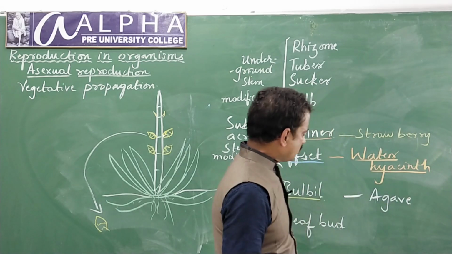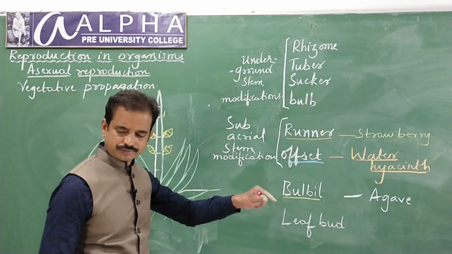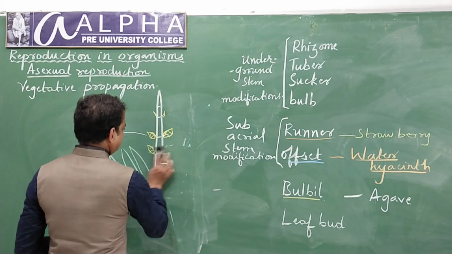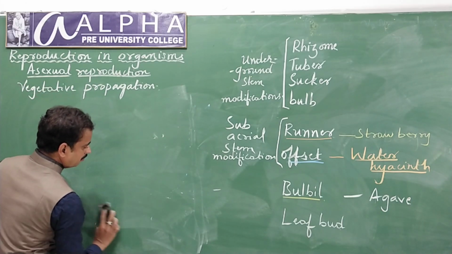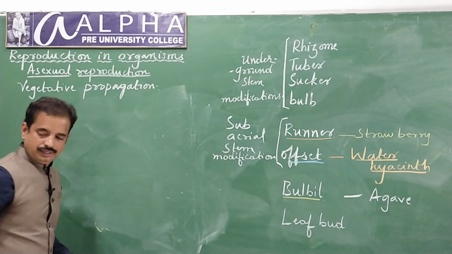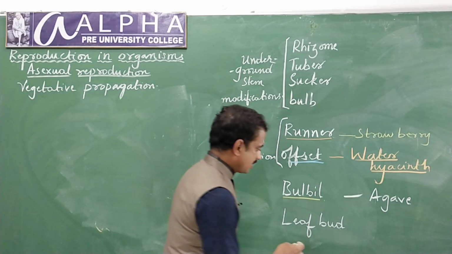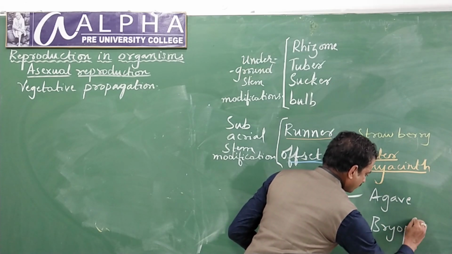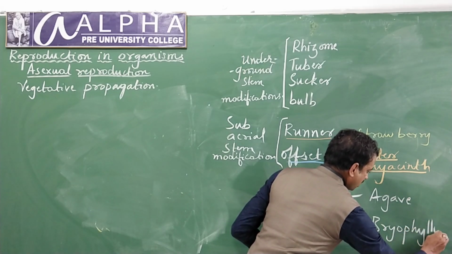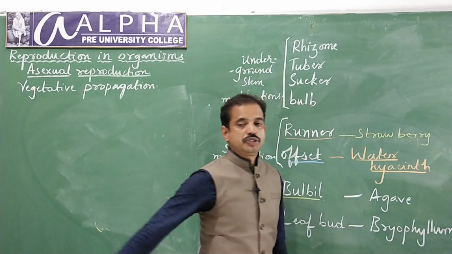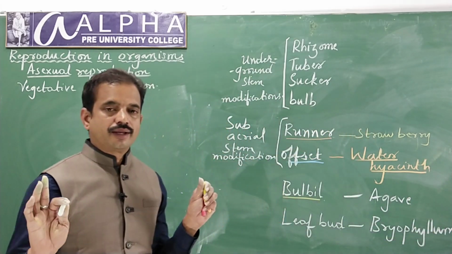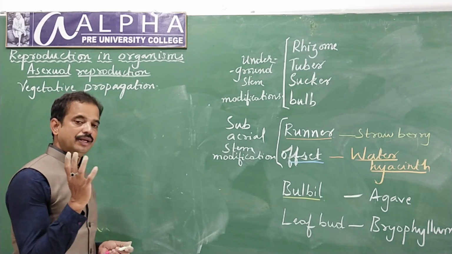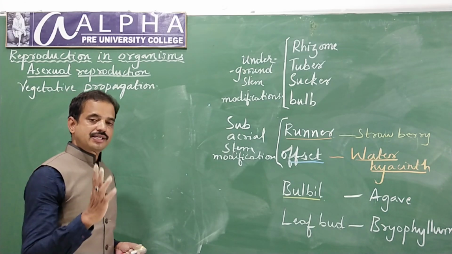Okay. Now let us go to the next example, leaf bud. Students, in certain plants like bryophyllum, right? Bryophyllum. I write it here. This example is very important, you have to remember. These are all textbook examples, students, which you should always know. At any point of time, you should be able to recall and give us examples.